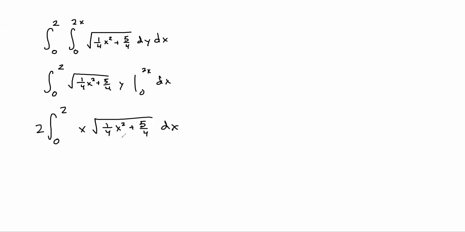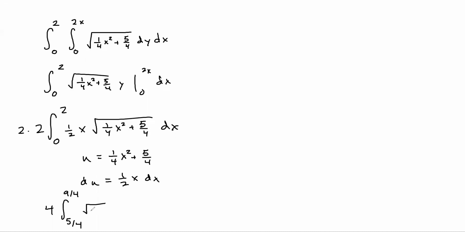I'm going to take that 2 and move it out front, actually. This is a u substitution. We get u equals 1/4 x squared plus 5/4. Du is 1/2 x dx. So we need a 1/2, and we could offset that with another 2. So we're going to get 4 times the integral. And then plug in 0, you get 5/4. Plug in 2: 2 squared is 4, 4 times 1/4 is 1, and 1 plus 5/4 is 9/4.